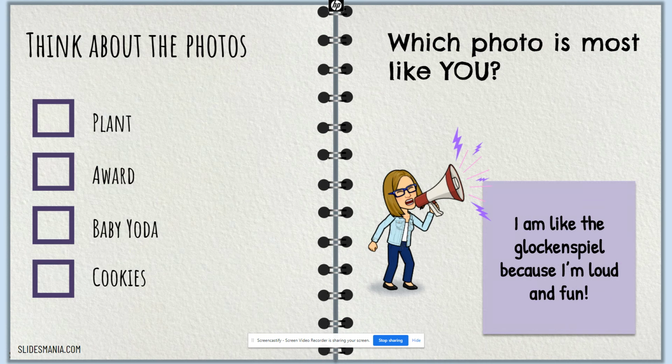Okay, now that we've jotted down what adjectives would describe each one of those things, I want you to think about the photos. So think about the plant, the award, Baby Yoda, and the cookies. And you can think about the glockenspiel too, but I want you to think about what photo is most like you. So for example, I said that I'm like the glockenspiel because I'm loud and fun. So thinking about the adjectives you picked for those objects, what would you say about yourself? Go ahead and jot that down in your graphic organizer.